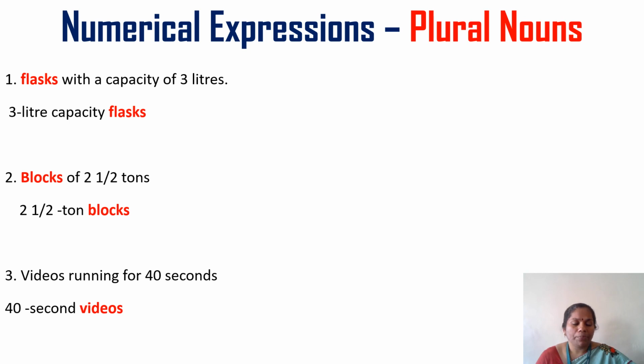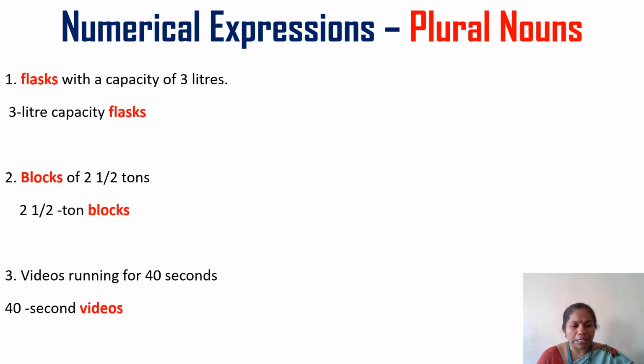Look at the first sample. Flask with a capacity of 3 liters. Flask is the subject noun. Subject noun means a noun we talk about in the subject. So this noun is in plural form. So you have to start with zero article. Usage of article should be omitted. So no article. Straight away start with the number. The given number is 3. Then hyphen. Liters is in plural. Change it to singular, liter. Capacity flask.